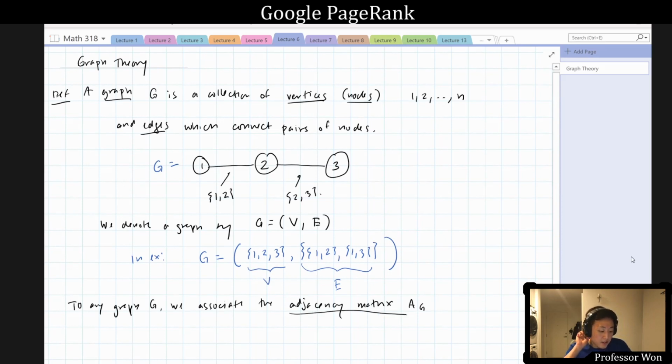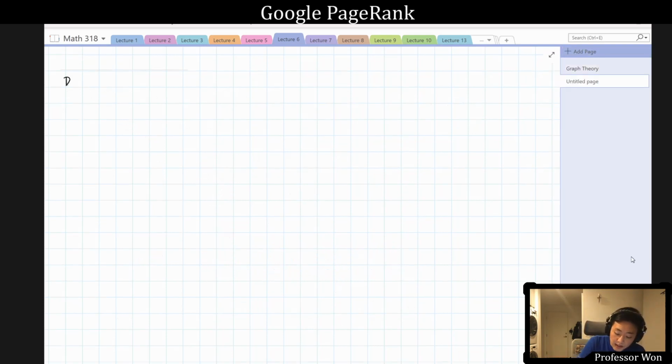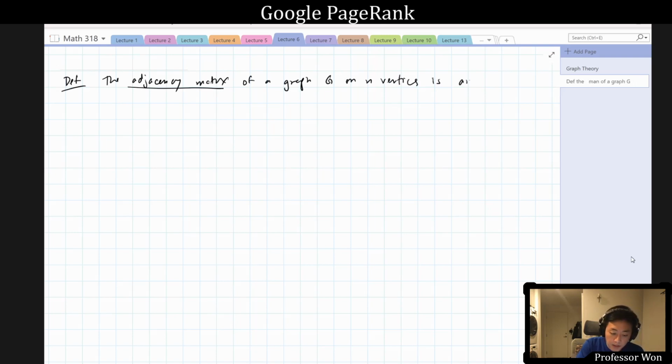Okay, what is the adjacency matrix? I guess let me write the definition in full gory detail. The adjacency matrix also encodes all of the data of a graph by telling you where the edges are. Okay, so the adjacency matrix of a graph G on n vertices is an n by n matrix whose rows and columns are indexed by the nodes.